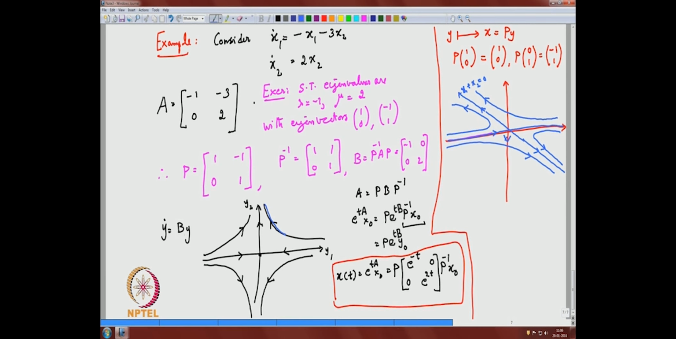This will be in this direction, we are not talking about that. So, okay, this will be here and this is the direction. So, this is the phase portrait of the solution.